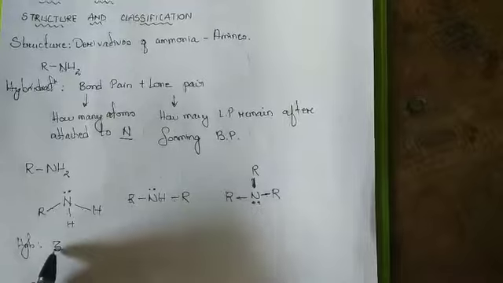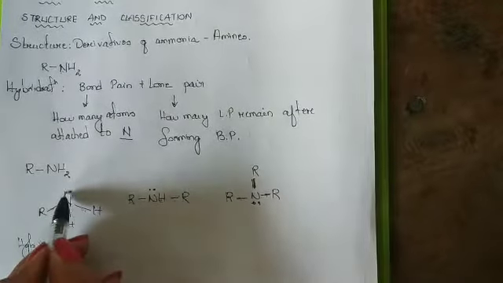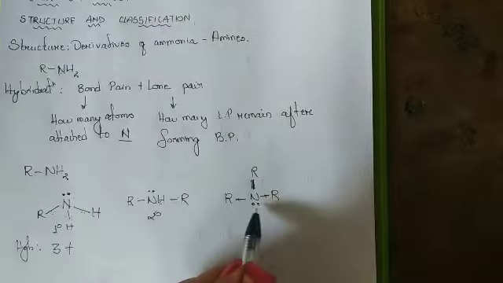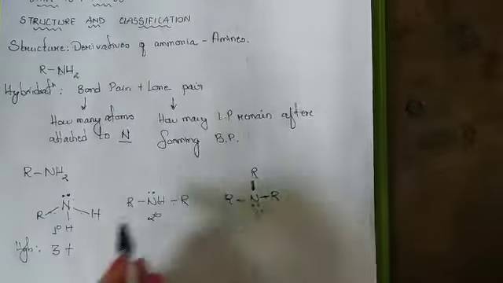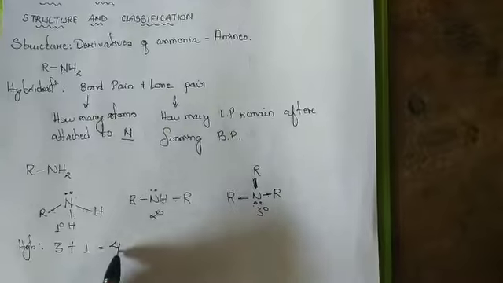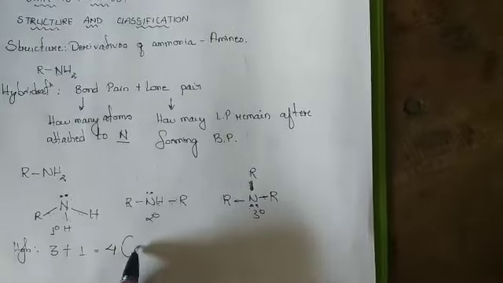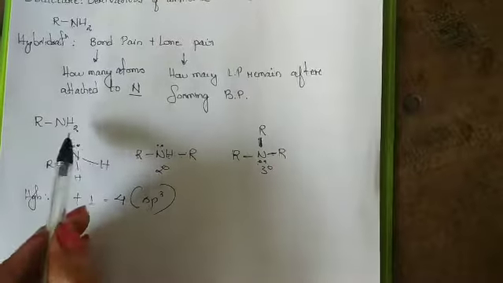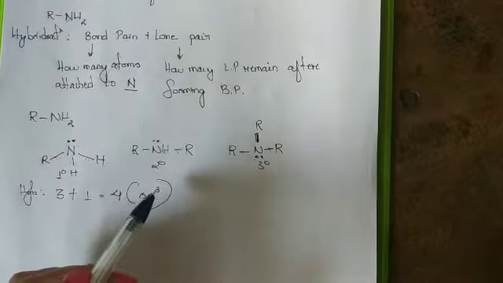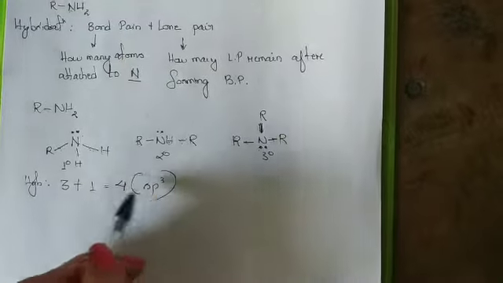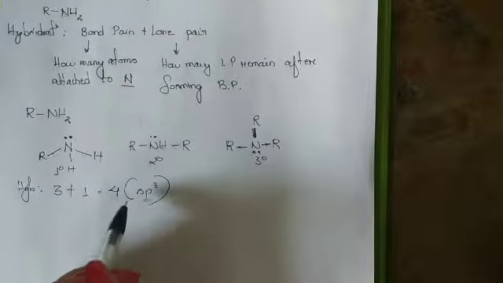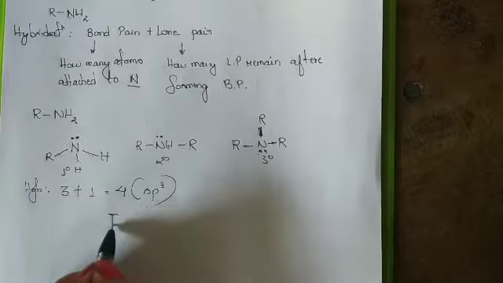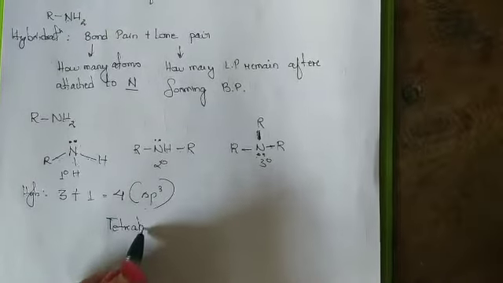Now 3 bond pairs plus how many lone pairs? In primary amine we have 1 lone pair. Even in secondary we have 1 lone pair. In tertiary also we have 1 lone pair. That means the sum is 4. Therefore this shows that the nitrogen atom is sp3 hybridized. Now according to sp3 hybridization, the structure should be tetrahedral.